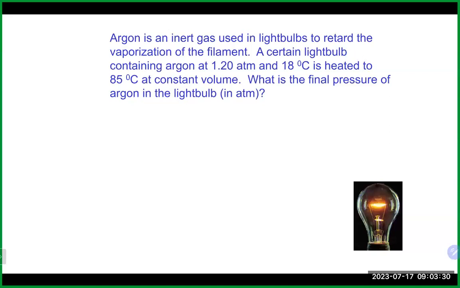All right, one last one in this group here. Argon is an inert gas. We have a light bulb at 1.2 atmospheres at 18 degrees, heated to 85. What is the final pressure? So in this case, we do have a pressure that is 1.2 atmospheres. We have a temperature that is 18, and we have another temperature that's 85, and we are looking for a pressure in this case.